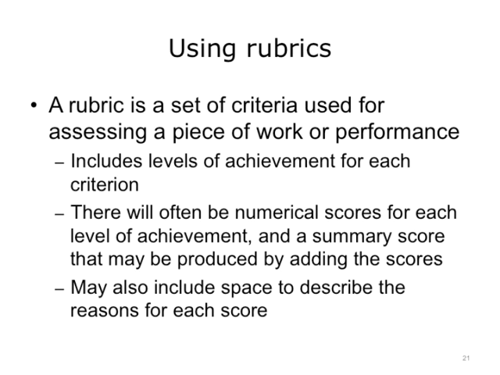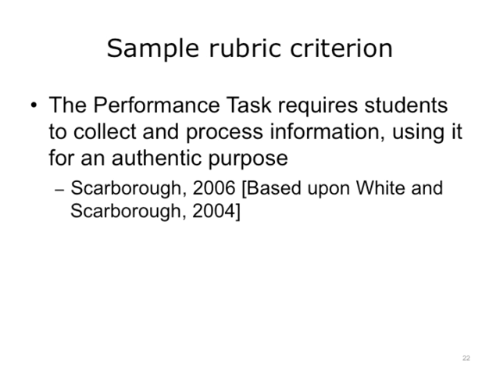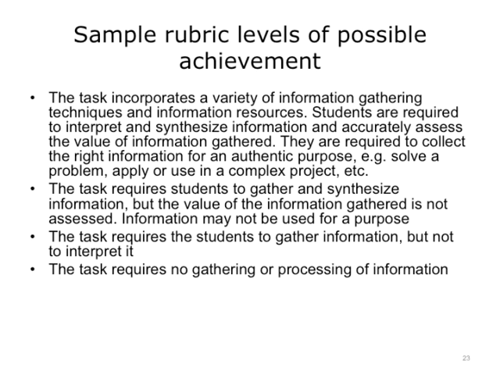A rubric is a set of criteria used for assessing a piece of work or performance. It also includes levels of potential achievement for each criterion, and there will often be numerical scores for each level of achievement and a summary score that may be produced by adding the scores for each criterion. The rubric may also include space to describe the reasons for each score. Here's an excerpt from a performance task rubric. Shown here is one criterion and the corresponding levels of possible achievement. The levels of achievement are listed from highest to lowest achievement.